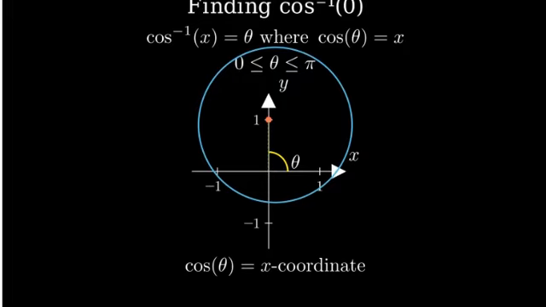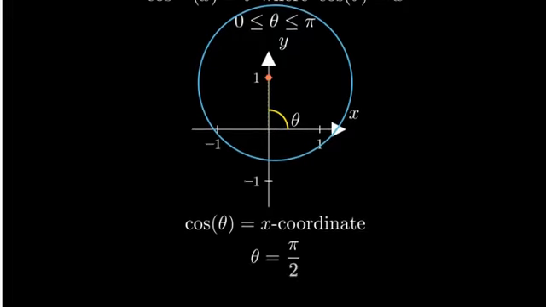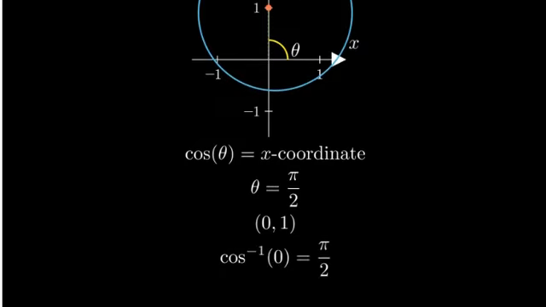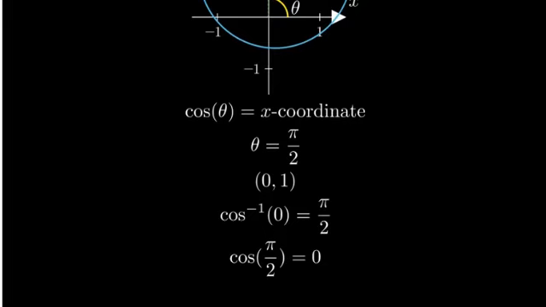In our range from 0 to pi, this occurs at pi over 2 radians or 90 degrees. At this angle, we can see that the x-coordinate is 0, which means the cosine is 0. Therefore, the inverse cosine of 0 equals pi over 2. We can verify this by taking the cosine of pi over 2, which we know equals 0.